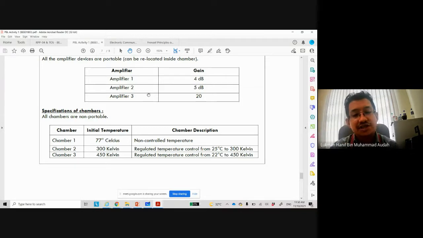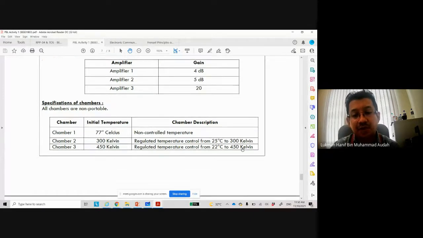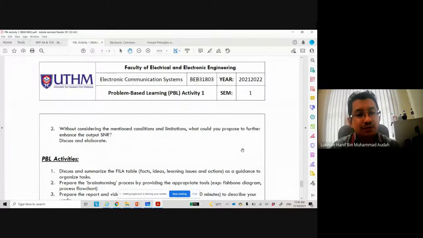Okay, so ini kan chamber number 1 ni dia tak boleh nak control lah, dia punya temperature fix fix. Yang ini kita boleh control. Ini pun you kena, ini salah satu dia punya specification yang mana nanti dalam you punya solution you can propose what are the suitable temperature, okay, in order to produce the best output. Okay. Number 2, without considering the mentioned condition limitation, what could you propose to further enhance the output SNR?